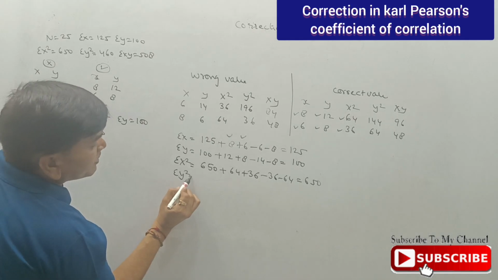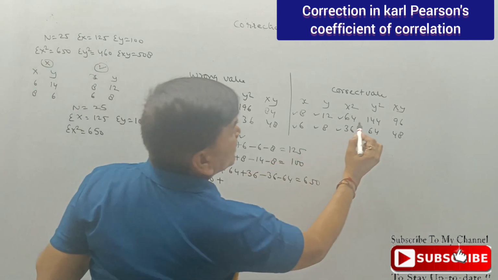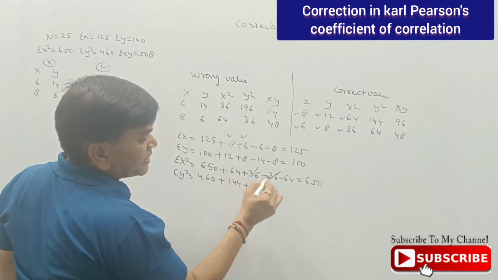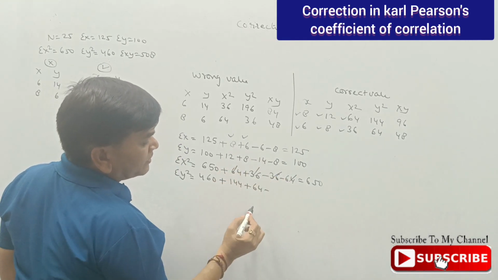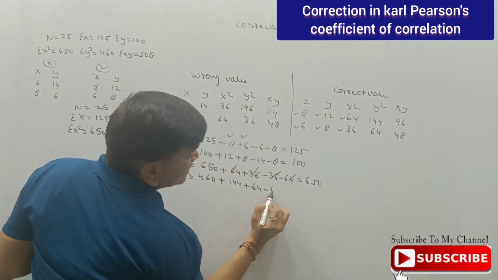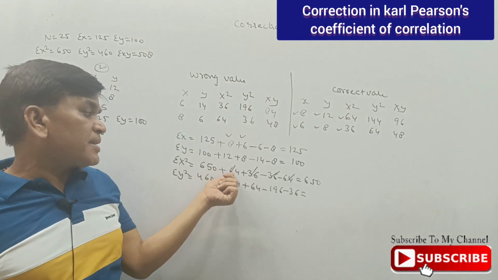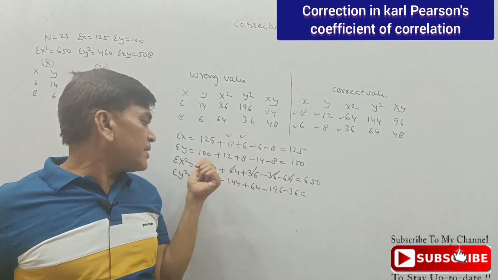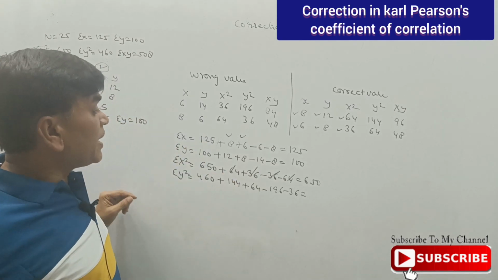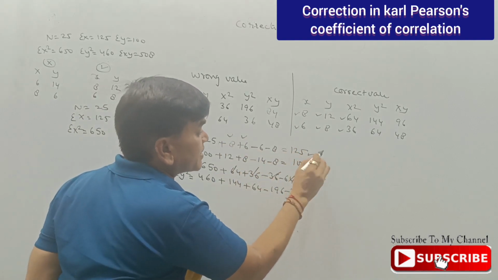Now sigma y square, the given value is 460. We add the correct values, that is 144 plus 64, and subtract the wrong values, 196 and 36. In sigma x we added 6 and 8 and subtracted 6 and 8, so the value is the same.